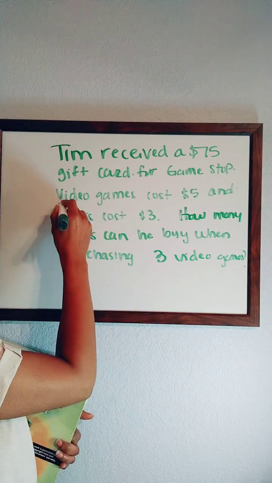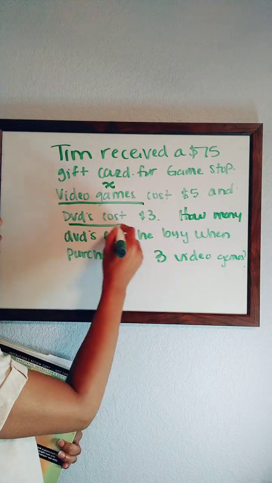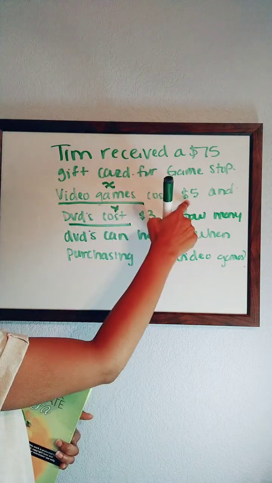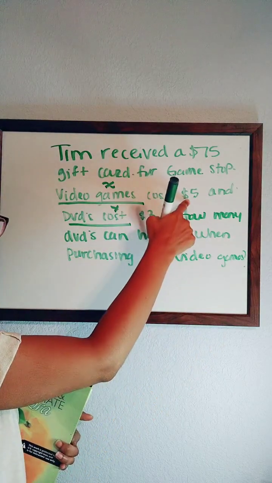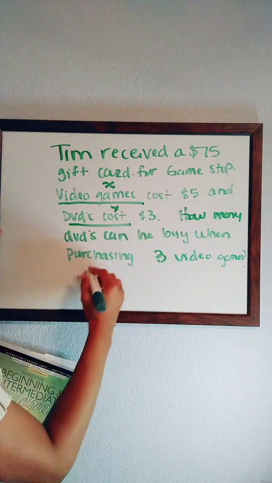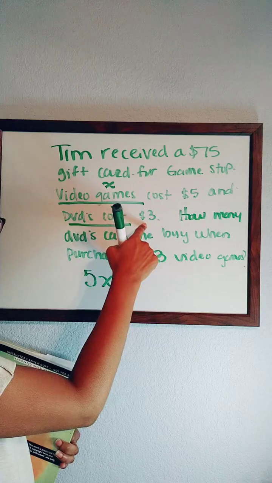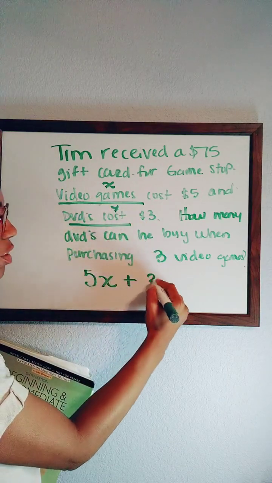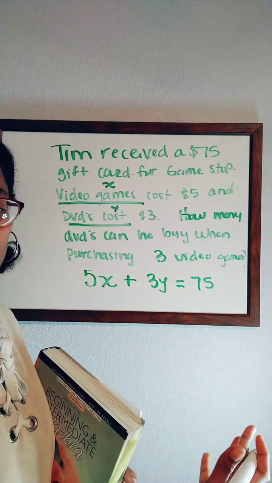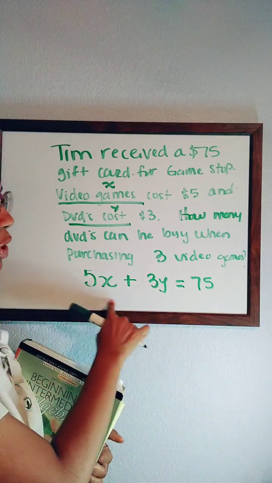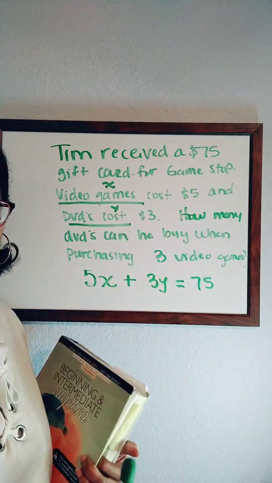So let's say that my video games is going to be my X, and then my DVDs is going to be my Y. So if video games are X, and I don't know how many I'm purchasing, each one costs 5. So the equation would be 5x plus my unknown number of DVDs that cost $3 apiece. I can buy up to $75 worth without having to pay any extra money. So this is how you would create an equation in 2 variables for a word problem like this.